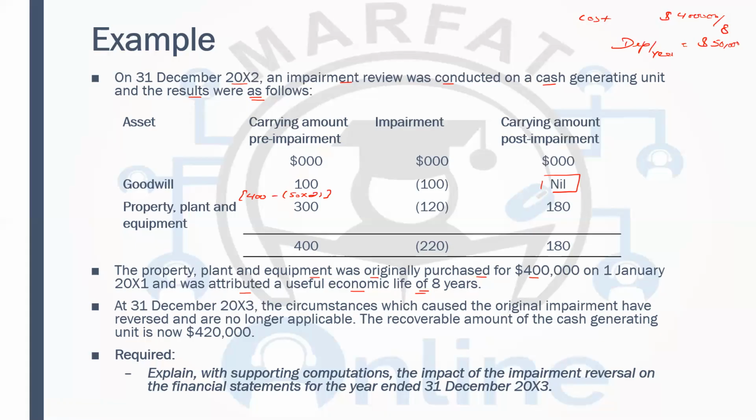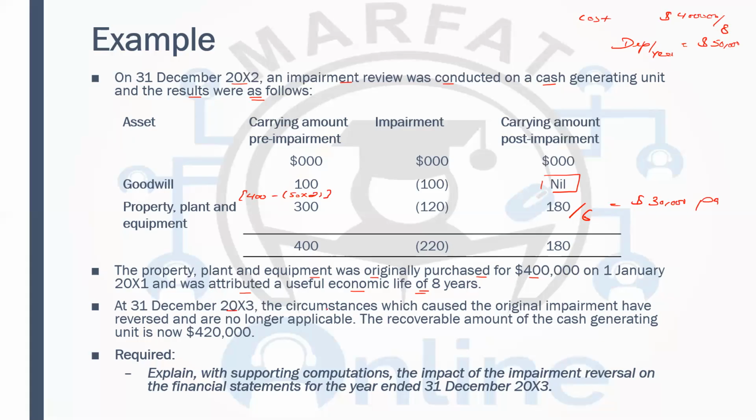And we know once the asset is brought down to the recoverable amount, the new depreciation is charged on the recoverable amount and the remaining useful life. So now the asset has been brought down to 180, which is the recoverable amount. Now the new depreciation should be charged on the remaining useful life. So after 2 years, how many years are left? Total were 8 years, 6 years are left. So 180 divided by 6, now the depreciation would be 30,000 per annum.